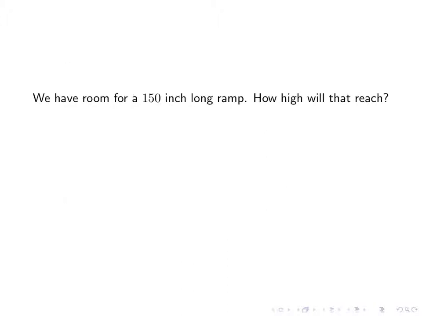We have one more example. We have room for a 150-inch long ramp. How high will that reach? Again, we set up the proportion: 1 over 12 equals x over 150. Again, the height, or the rise, is the top. The run, or the length, is the bottom. The nice part about this one is that x is on top, so we just multiply by the denominator. So 1/12 times 150, and that's 12.5 inches.